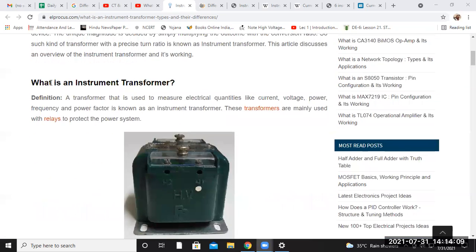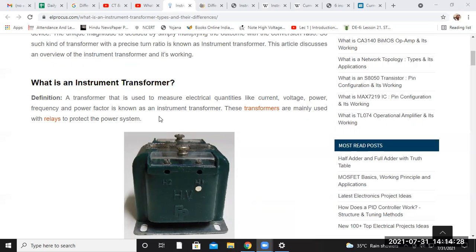As you can see here, it is written what an instrument transformer is. A transformer that is used to measure electrical quantities like current, voltage, power, frequency, and power factor is known as an instrument transformer. These transformers are mainly used with relays to protect the system.